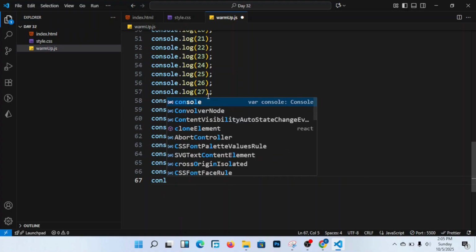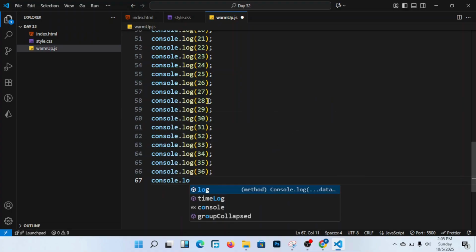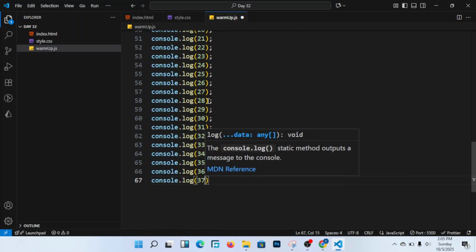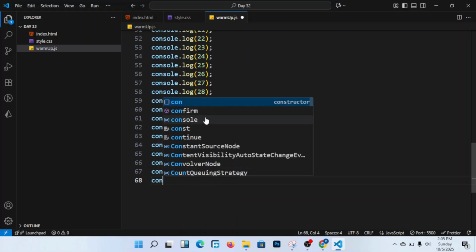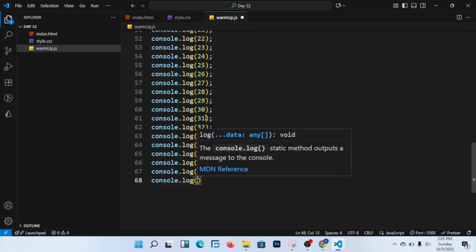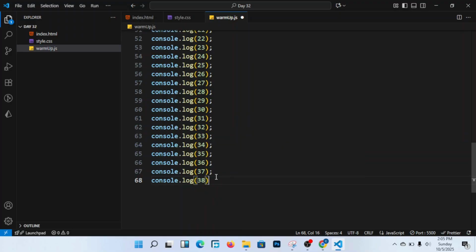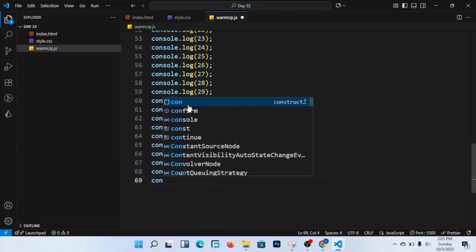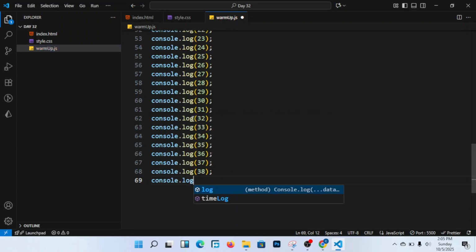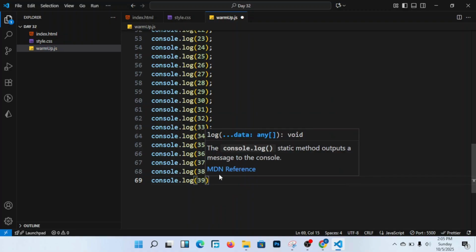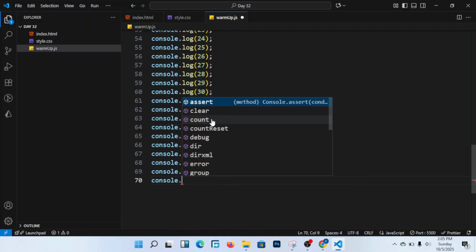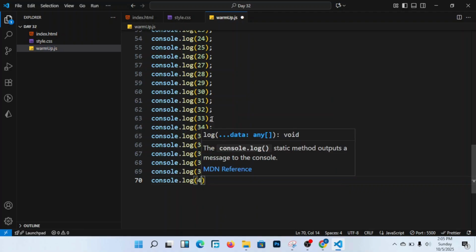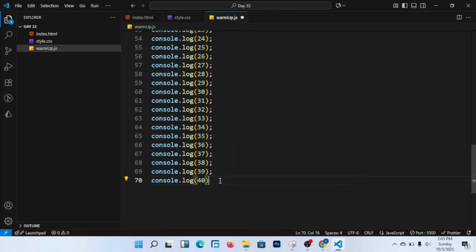Console.log 37. Console.log 38. Console.log 39. Console.log 40. Okay, so here we are.